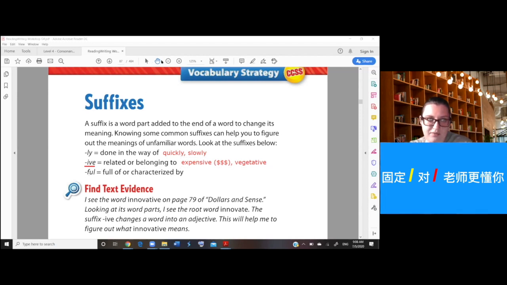And then we have the last one. Full of, or characterized by. Characterize. It's like characters in a book. Characterize. Good job.